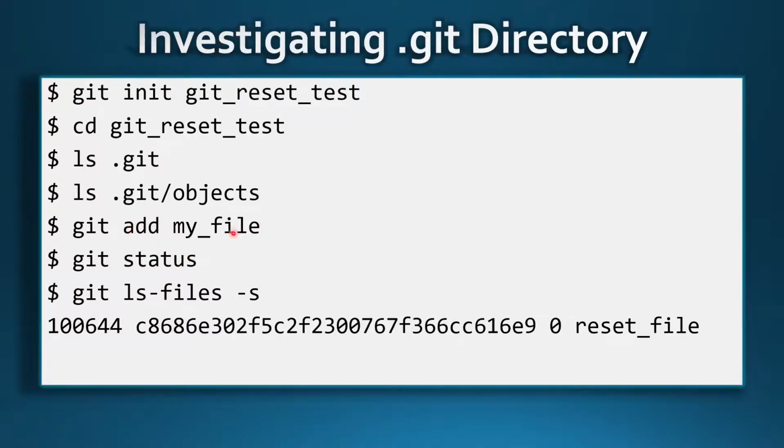You add a file, my file, and then you run git status, and then git ls-files. This is a new command here, and what it's doing is showing you your staged files. So git ls-files is list Git files, with -s for staged.